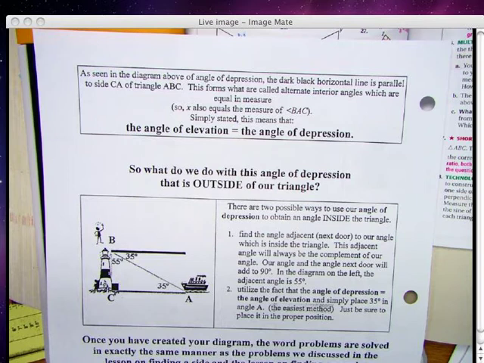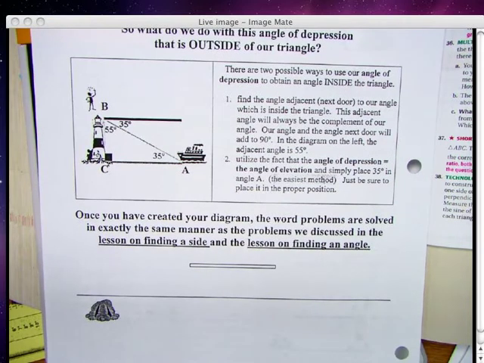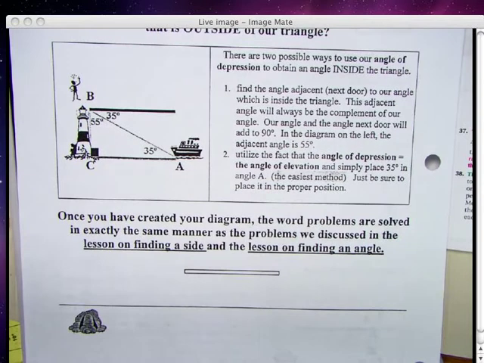So what do we do with this angle of depression that's outside the triangle? There are two possible ways to use our angle of depression to obtain an angle inside the triangle. One, find the angle adjacent, next door to the angle, which is inside the triangle. So see how we did this? We know this has to equal 90. So 90 minus 35 gives us 55. Or we know from alternate interior angles that these are both 35. You can use either way.